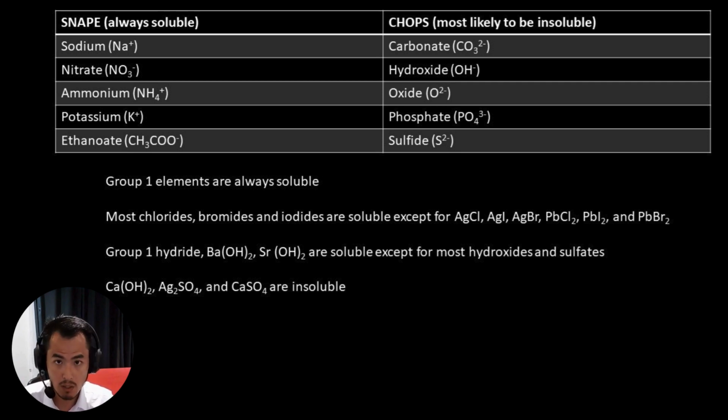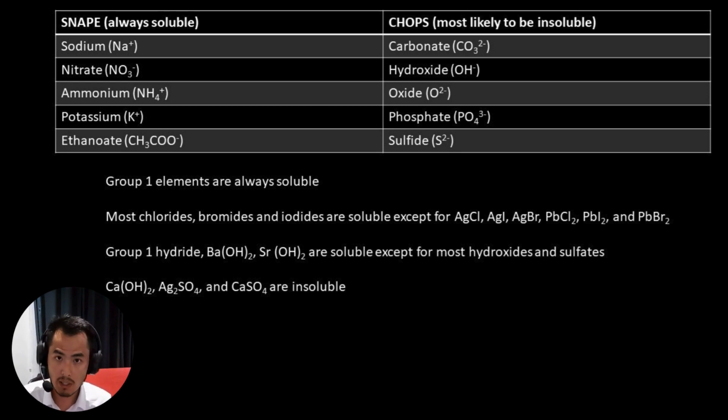The CHOPS rule: we have carbonate, phosphate, hydroxide, oxide, and sulfide. If you come across these ions, there's a very high chance that it will not be soluble. Not always the case, but there's a very high chance. And then we have four other rules that come with that as well.